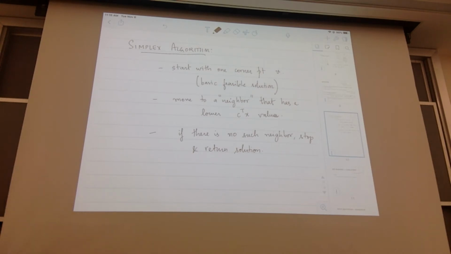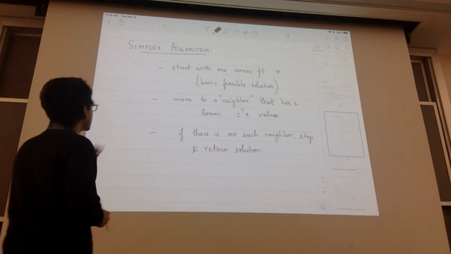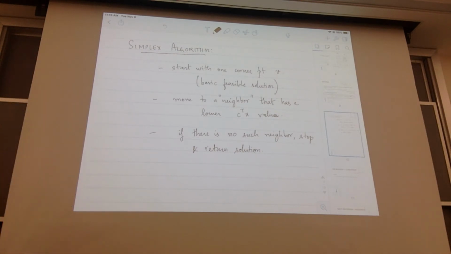Is this accurate? Yes. You can think of it as doing local search on just the neighbors. This is doing local search on the set of corner points. So this is local search.